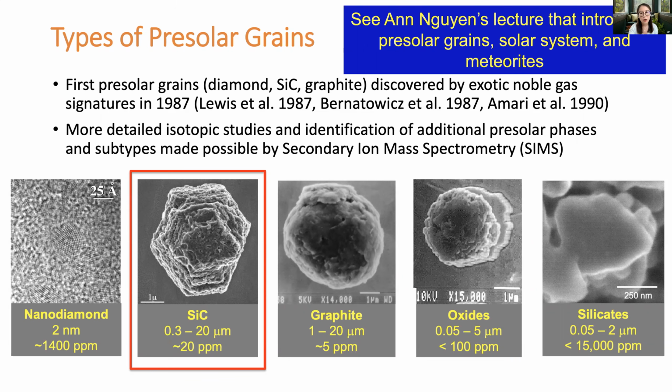As we can see, pre-solar grains are generally small. They're only micron to submicron in size, or even nanometer in size. Our modern analytical techniques give us the capability to study their chemical, isotopic, and also structural compositions down to atomic scale. And silicon carbide will be the focus of this lecture.